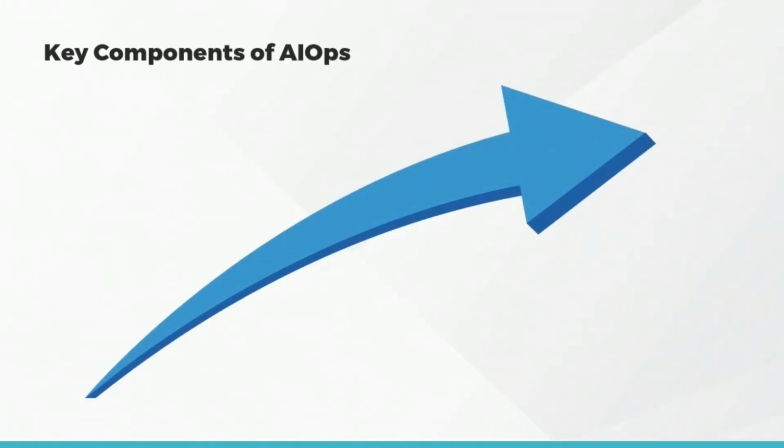Now, AIOps includes several key components that are essential for its functionality and effectiveness. AIOps relies on robust big data management capabilities to handle and process large volumes of heterogeneous data from diverse IT sources. And this includes structured and unstructured data, like logs, metrics, events, and videos.